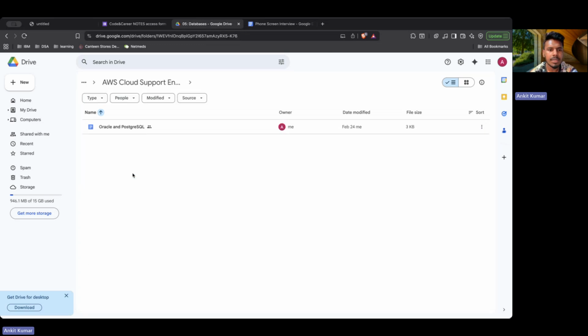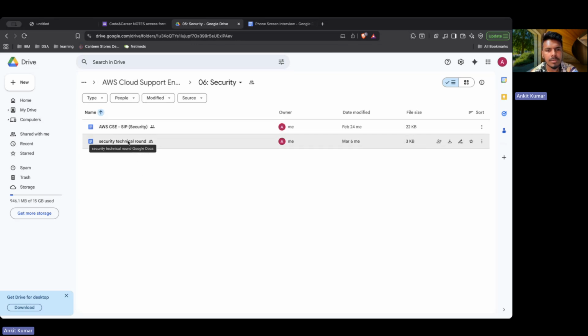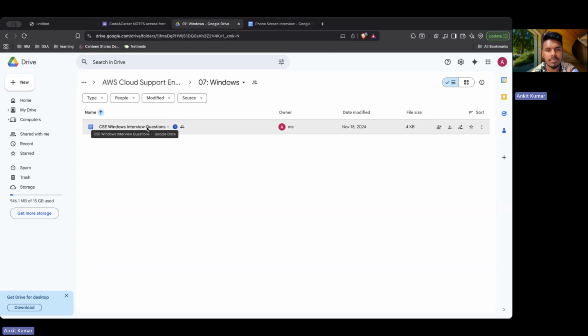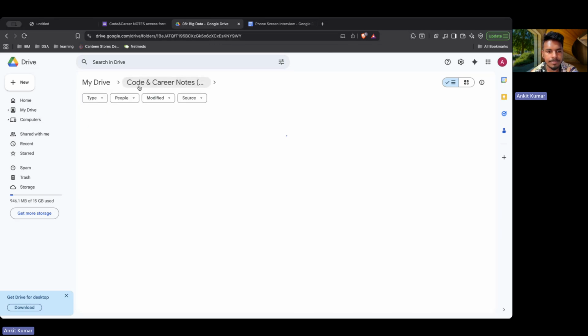In databases, I have Oracle and PostgreSQL questions. Then in security, I asked two people who gave the security interview round, and from them I got these questions, and I have given them here. Then for Windows as well, someone gave the Windows interview, and I have put the questions there, and the same for big data as well.